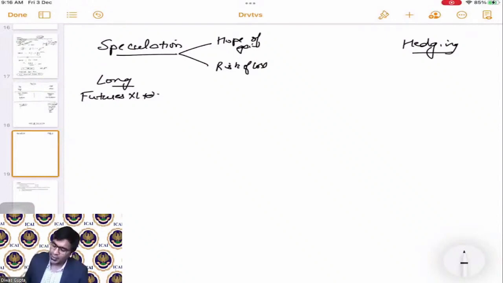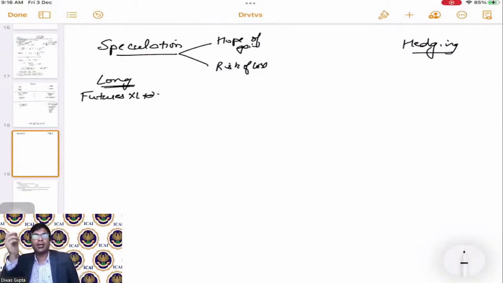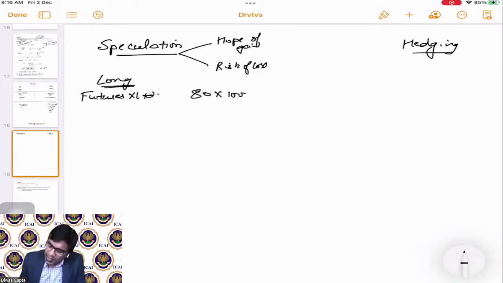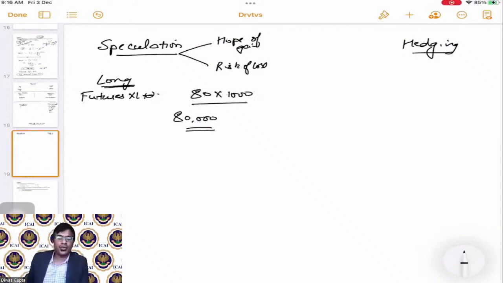Okay, so speculation, as I was saying, is: let's say on futures of X Limited, someone is taking a long position because he has that information in his mind that the price is going to go up. Correct. So with the hope of gain and the risk of loss, he takes a long position in futures of X Limited. So 80 is let's say the price and 1,000 is what he purchases. So total 80,000 is what he purchases, the futures.